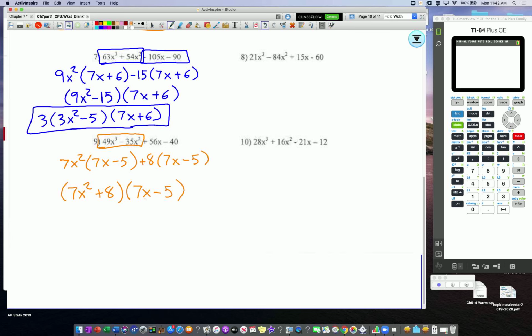8 times 7 is 56 with the x. 8 times 5, negative 40.